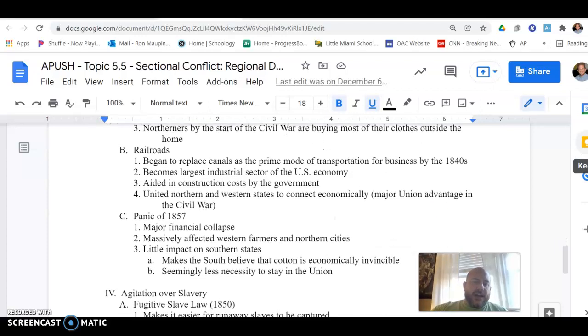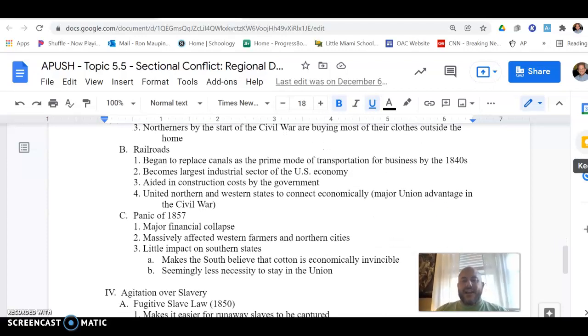Now, another important event that's going to help define sectionalism in the 1850s is going to be what will be, at least at the time, the worst economic panic that the United States had suffered through at this point in time. And this is the Panic of 1857.